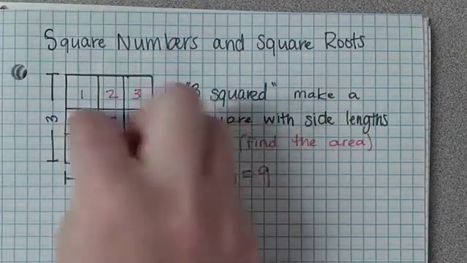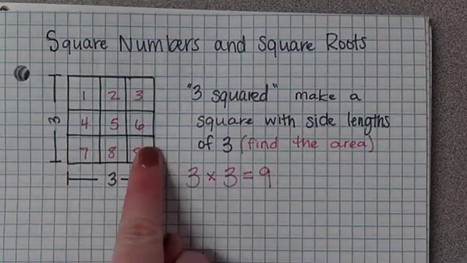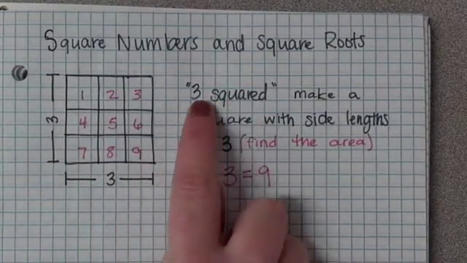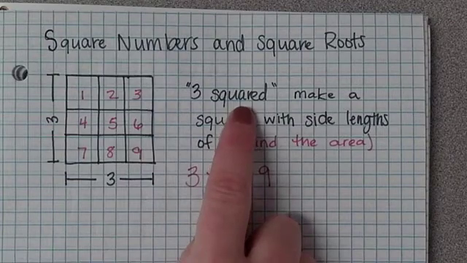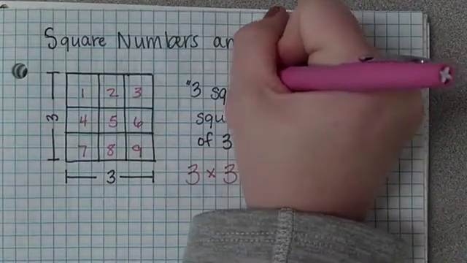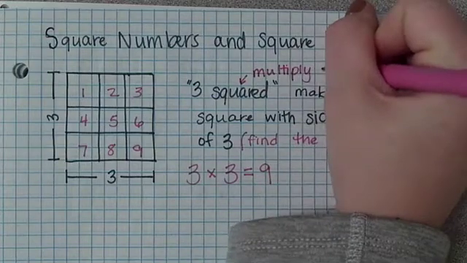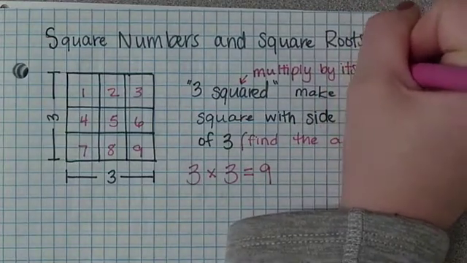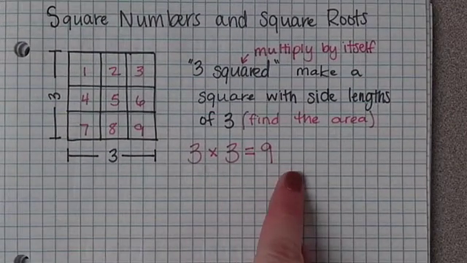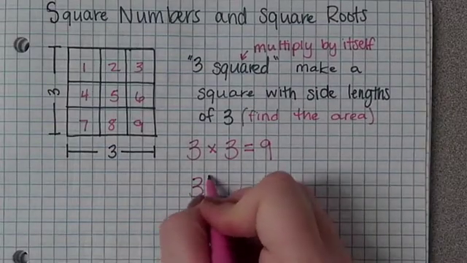So if I had starbursts and I wanted to make a square with starbursts 3 tall and 3 wide, I would need 9 starbursts to make 3 squared. So 3 squared means multiply 3 by itself, or times itself. Okay, so 3 times 3 we know is 9.